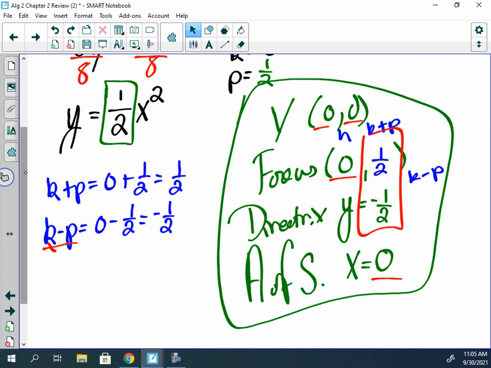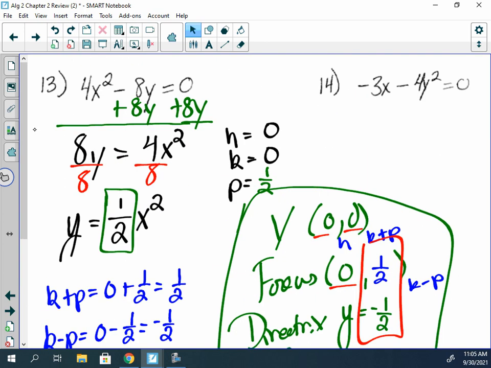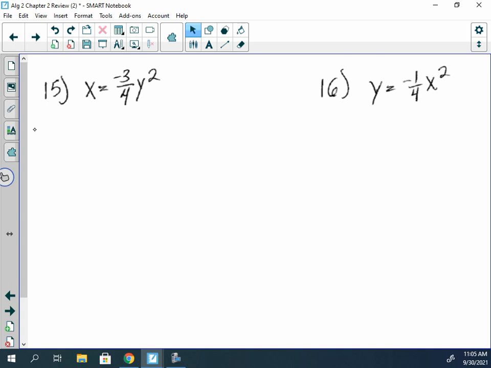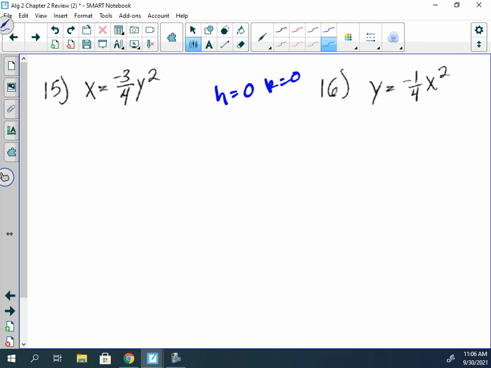Questions on this here? Is there another one that we want to look at? Number 16. So, number 16, y equals negative 1/4 x squared. Is it set up like we need it? Yeah, it's already set up in the way we need it. So the values of h and k are both 0. So really the only thing we need to find is p.